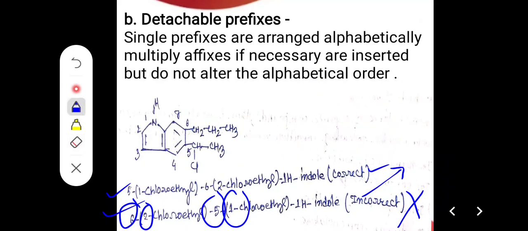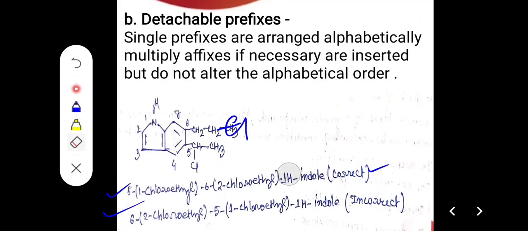And there also, consider there should be 1 ethyl, there should be Cl, not CH3. Then the name matches. So why is the second term incorrect? Due to 6 coming first, then 5. This is the one reason.